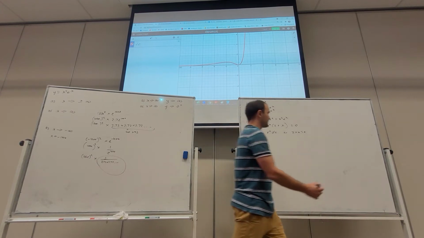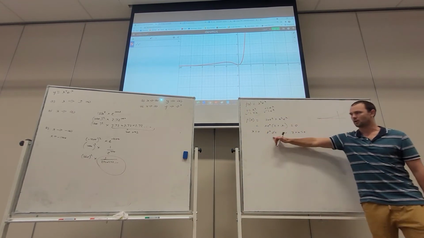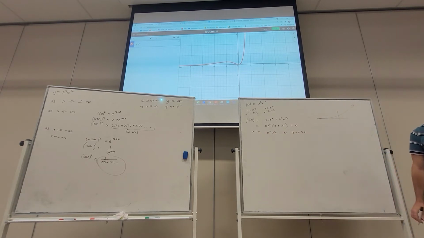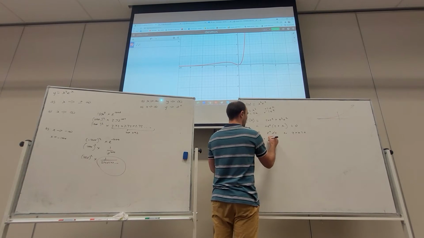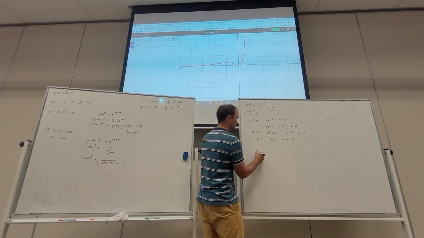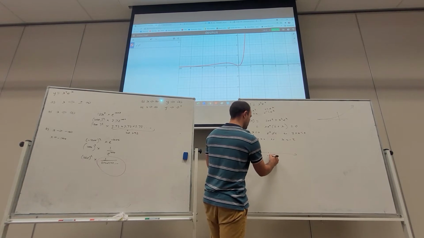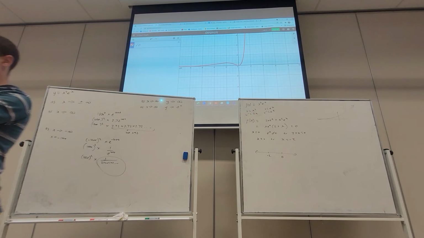Remember, the graph of an exponential function is asymptotic to the x-axis, so an exponential will never be equal to 0. So that means these are our two solutions. x is 0, or x is minus 2. So we've got minus 2, and we've got 0, and then we need to indicate where it's positive and where it's negative.